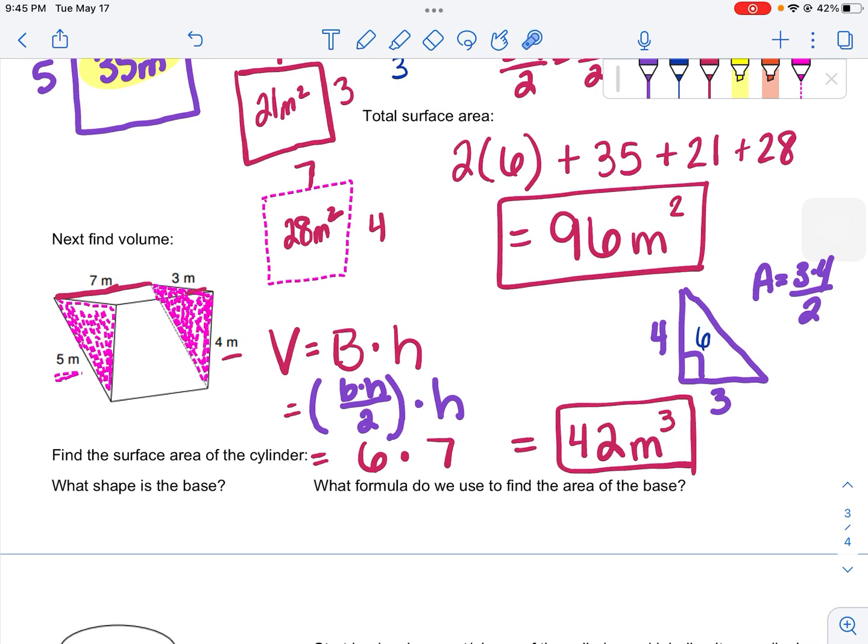All right. The words kind of got pushed up on the page a little bit here. So the next one is finding the surface area of a cylinder. We haven't talked about finding the volume of a cylinder yet, but we're going to do surface area next.